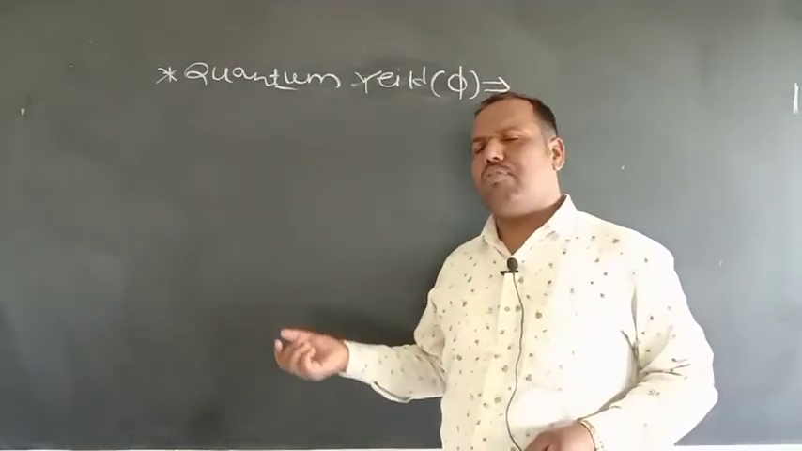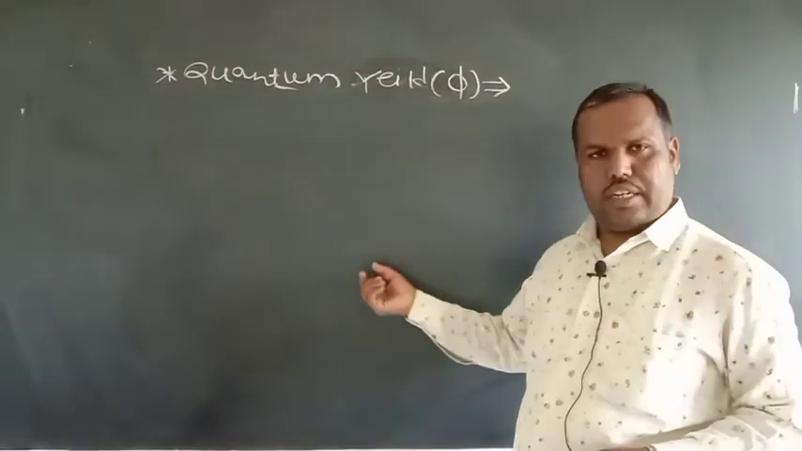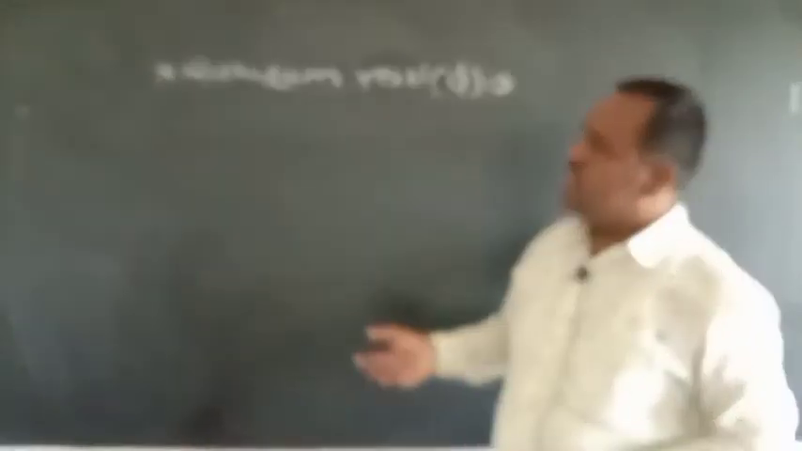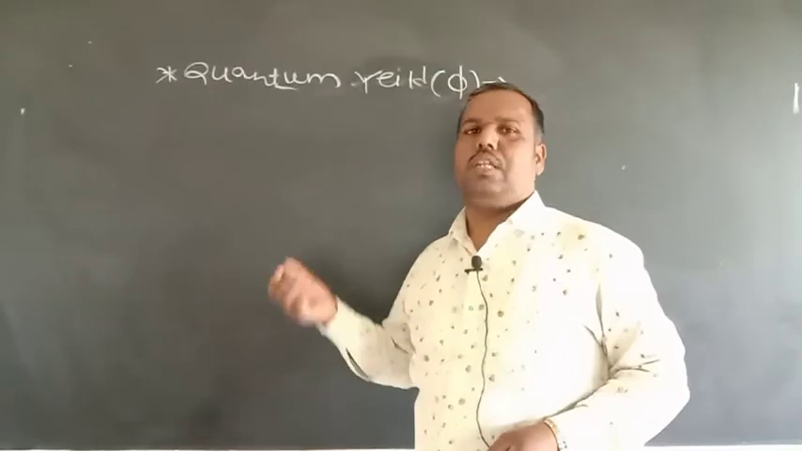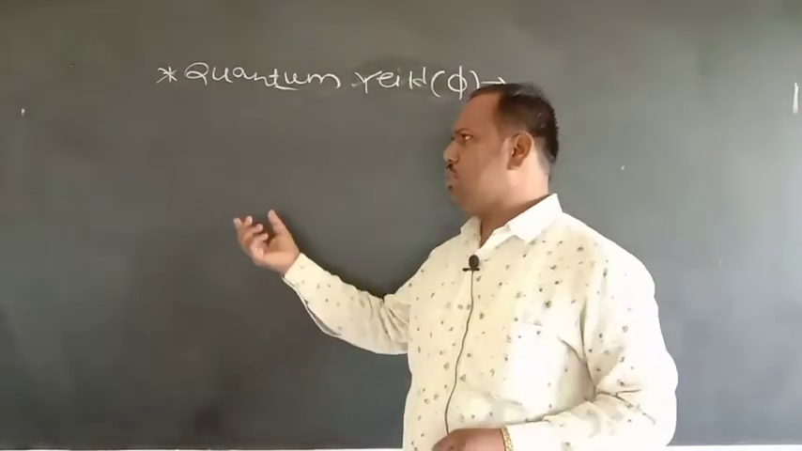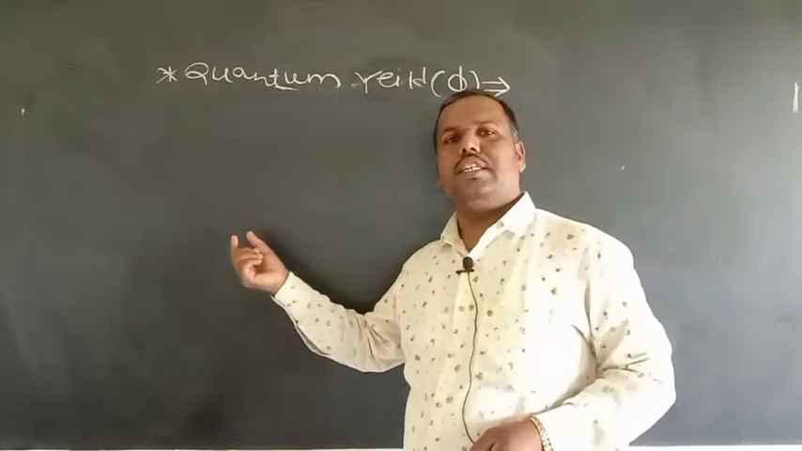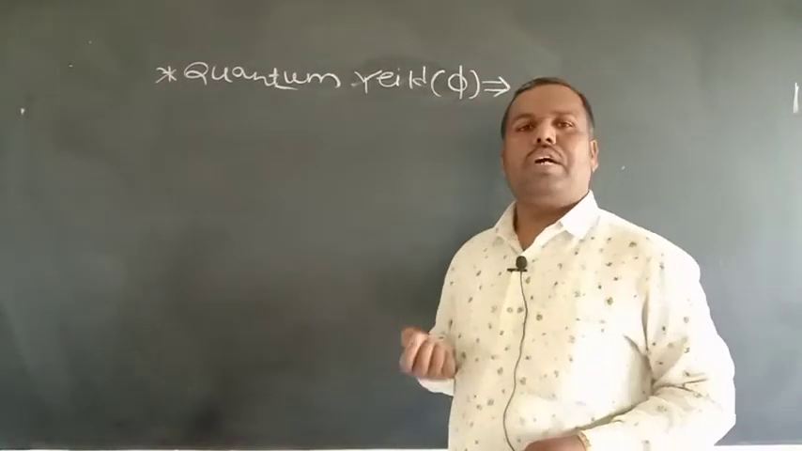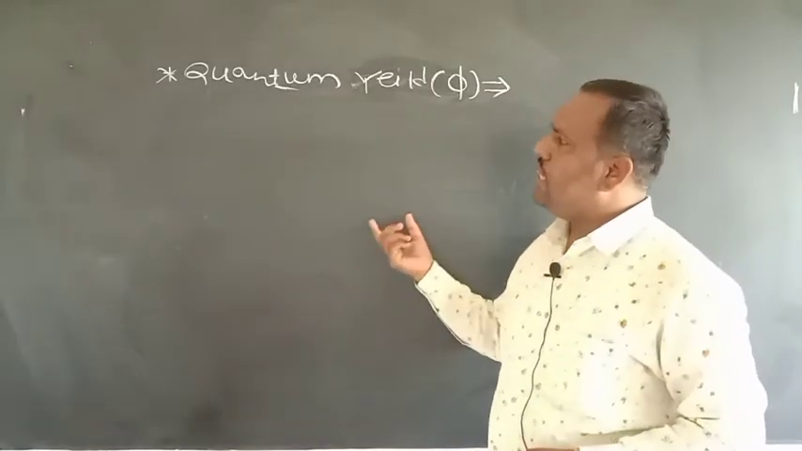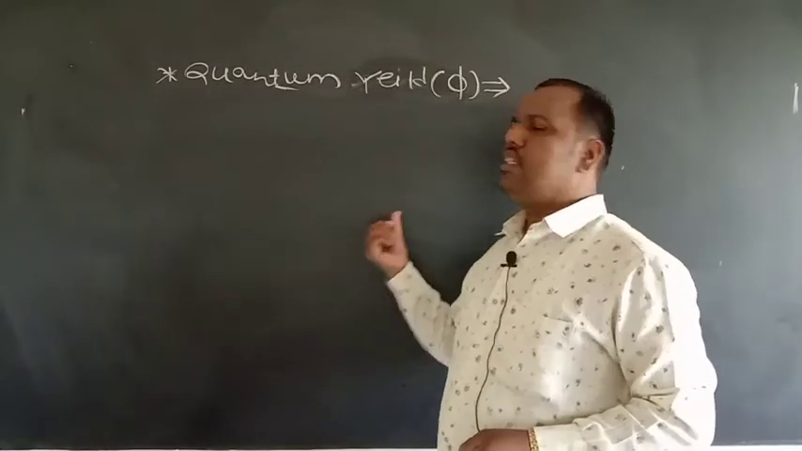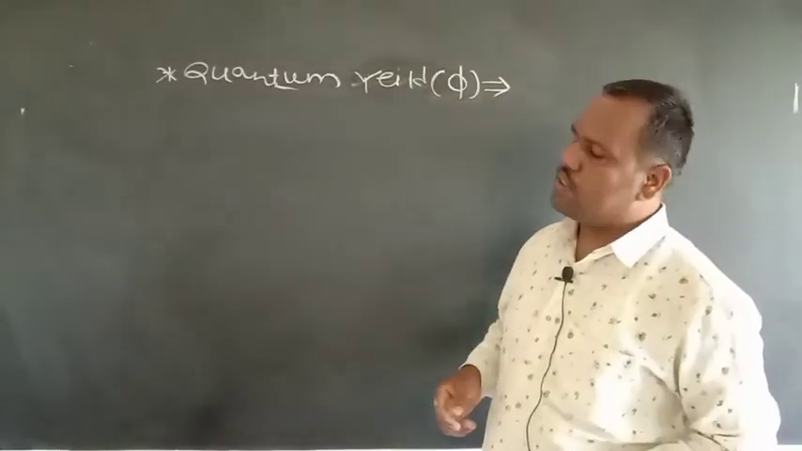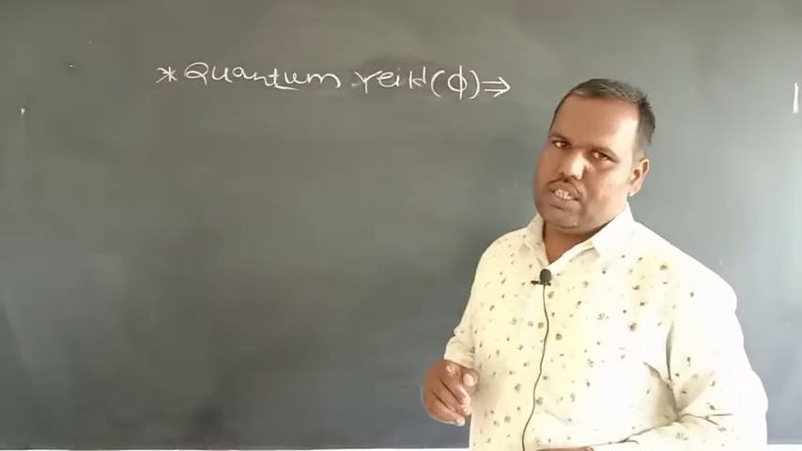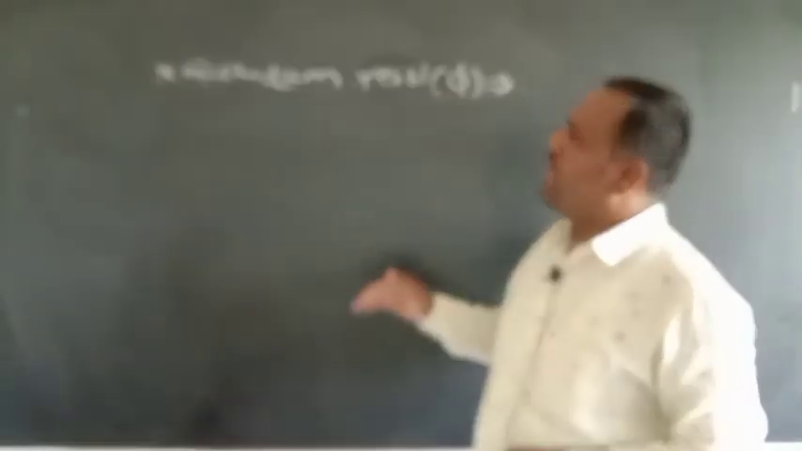It is the ratio of the rate of reaction divided by the number of quanta absorbed. In the case of molar quantities, it is the number of moles of reactant that react or the number of moles of product formed, to the number of Einstein absorbed in the given time. So this is regarding the quantum yield. Let us see the next point. It is also important, the causes of low quantum yield and high quantum yield.